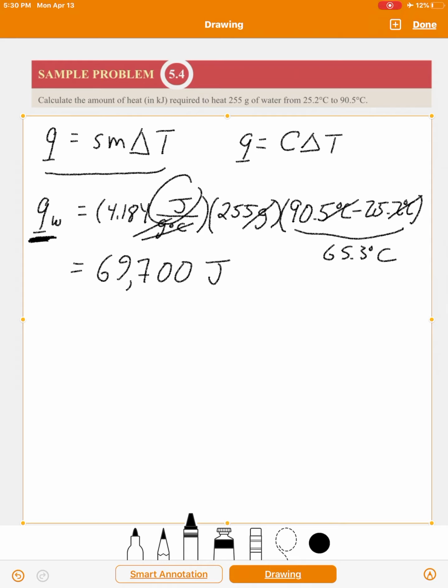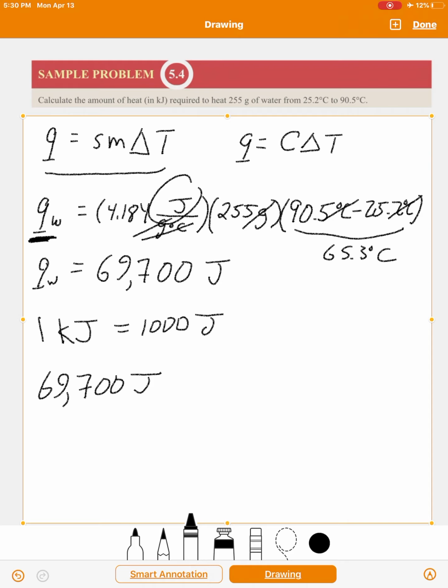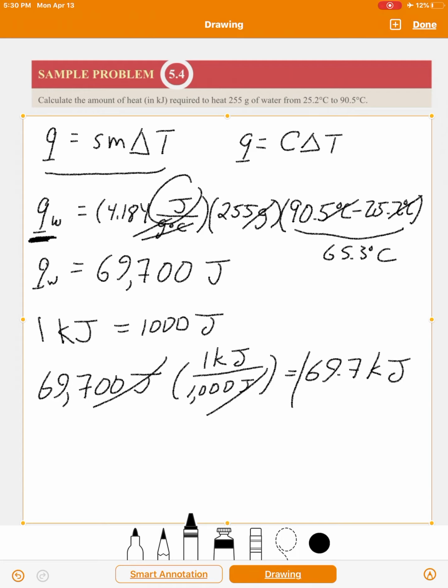But it says put it in kilojoules. Oh, one extra step, right? So this is in joules. We want to put it into kilojoules, okay? Kilo is 1,000. So 1 kilojoule is 1,000 joules. So 69,700 joules. And you want to go to kilojoules, so put that in the top. Put 1,000 joules in the bottom. Joules cancel, and you get 69.7 kilojoules.